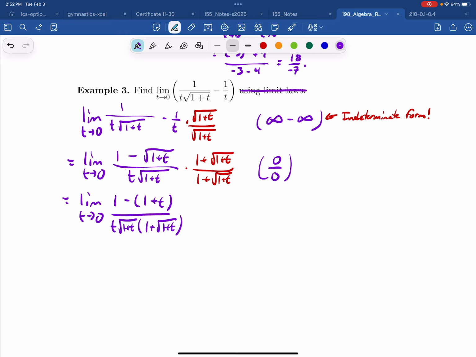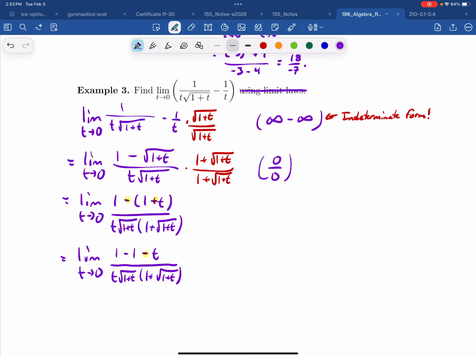Okay, so now we have this. And I think we can do a little bit of simplification. And we're just going to get 1 minus 1 minus t. Be very careful about that minus sign. Please don't write plus t. That would not be correct. Okay? So anyway, at the bottom, we get this nonsense once again.